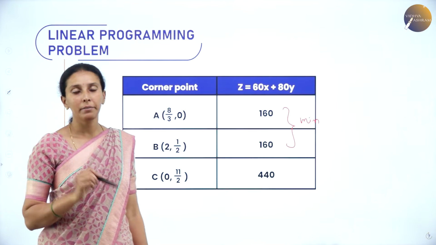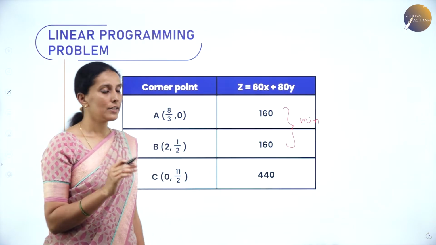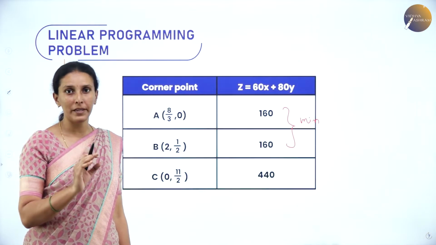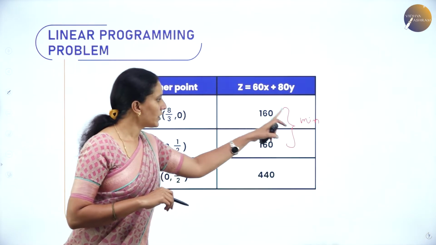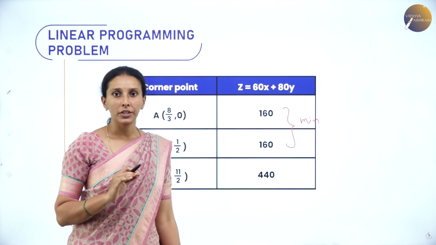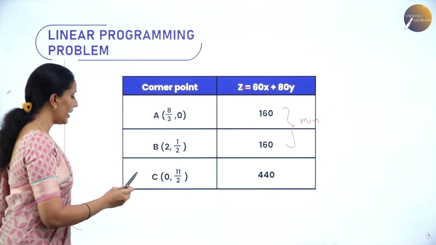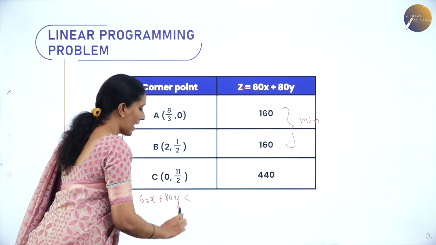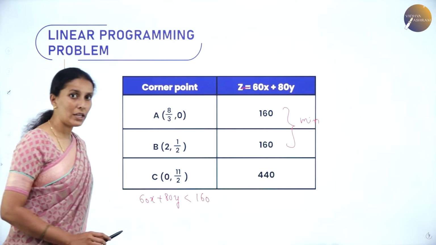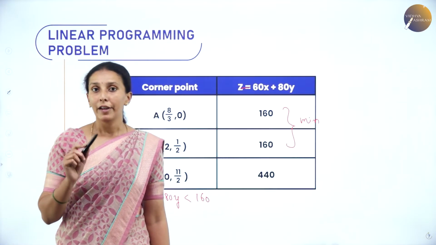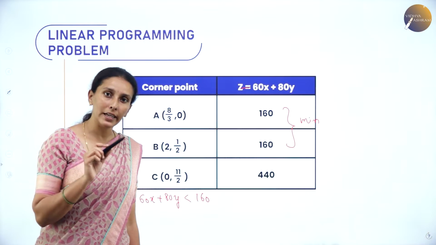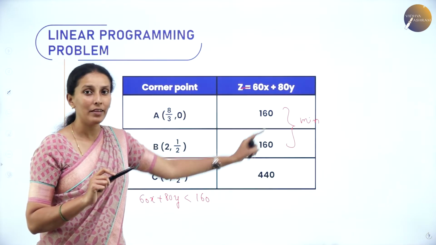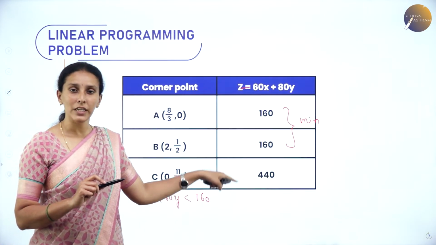Now, we got the minimum value is 160. So, we can say the minimum cost required for the mixture of food P and food Q. Now, once you get the minimum value, you need to take the linear function in the form 60x + 80y less than 160. Why? Because the region is unbounded. Whenever the region is unbounded and you are getting any minimum value, you need to take the linear function less than the minimum value and find the solution inside the graph.